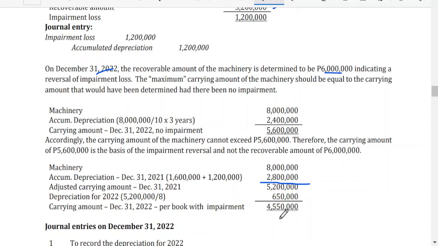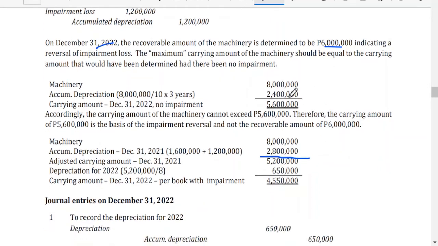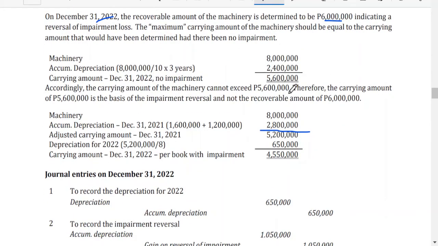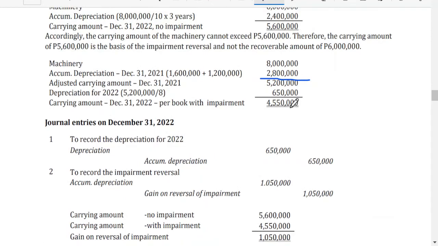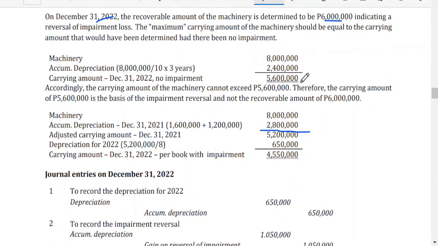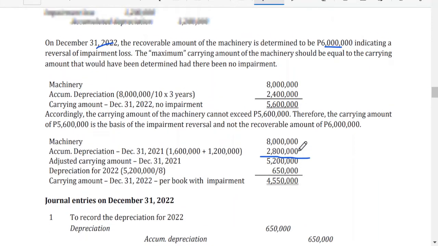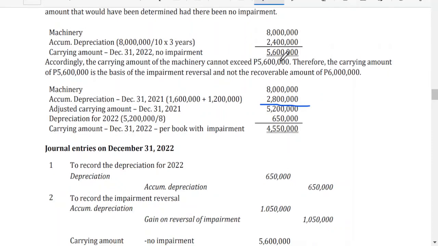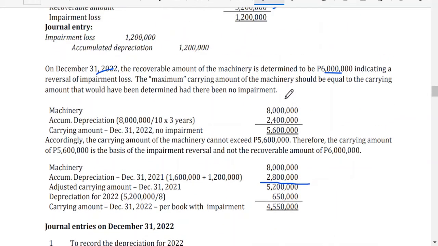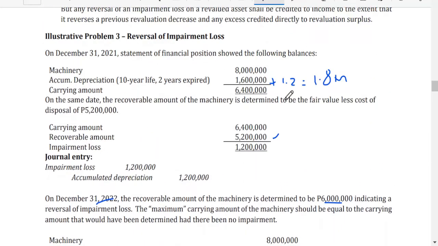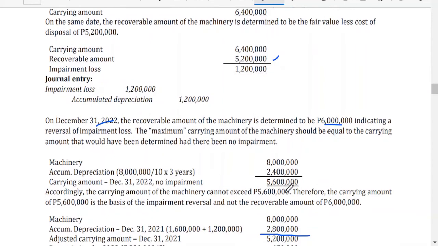But this is not the amount you're going to compare with the 6 million. Rather, it would be 5,600,000 and 4,550,000: carrying amount without impairment and carrying amount with impairment. Why is it again that we choose the 5,600,000? Because as a rule, the amount of the reversal should not be so much that the carrying amount would be higher than the carrying amount without impairment.